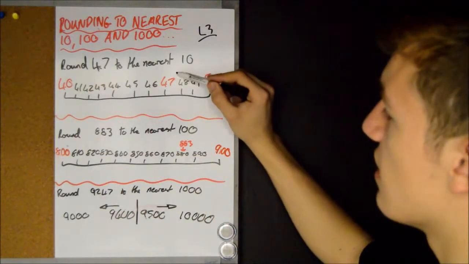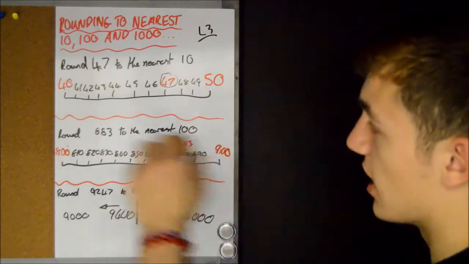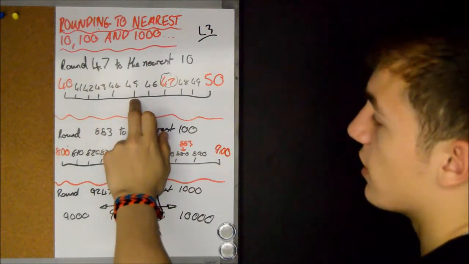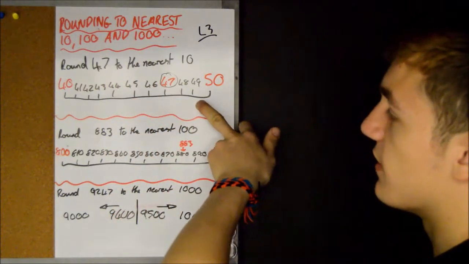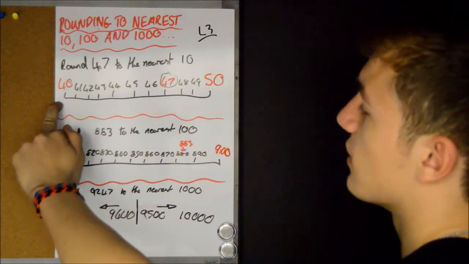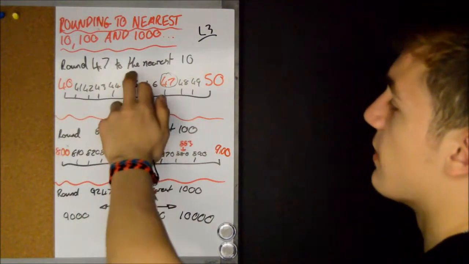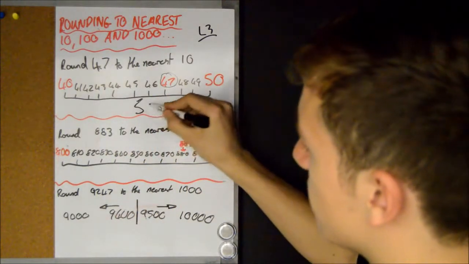For this sake, I've made our number red just so it stands out, and if the number was to be 45, we would round it up to 50. If it was 44, it would go down to 40. Since 47 is above 45, it goes to 50, so the answer is 50.